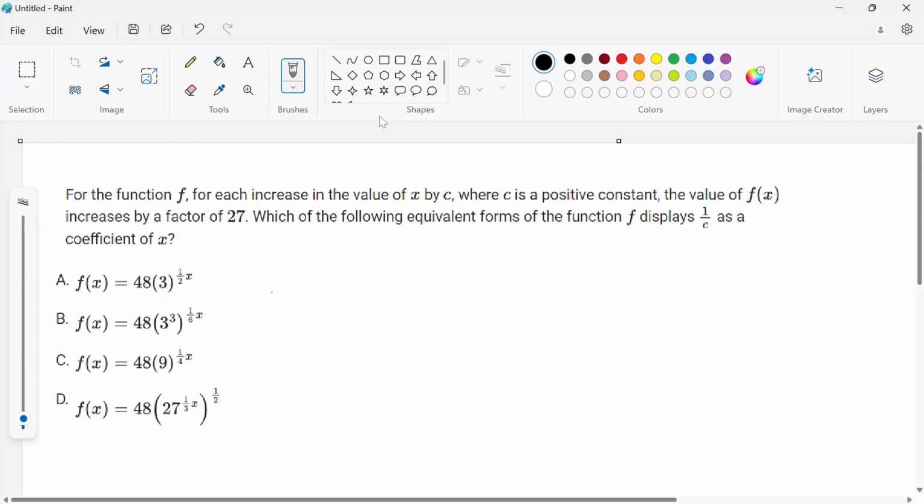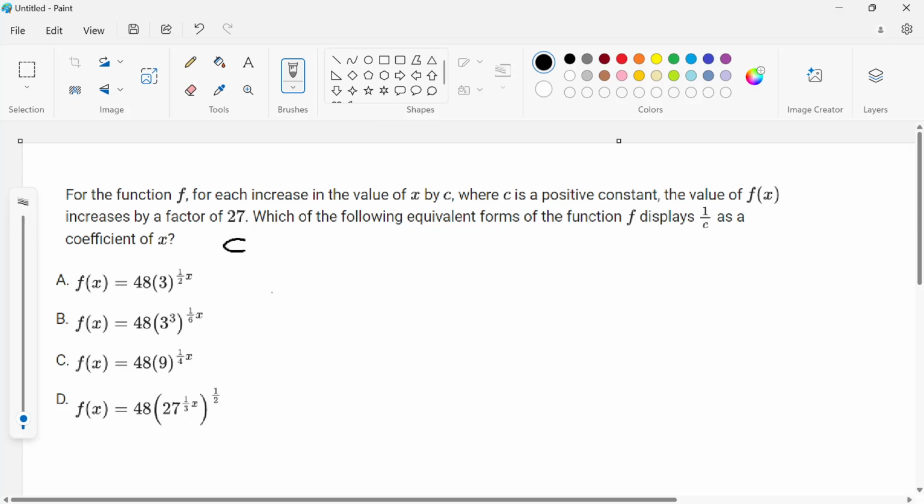It says, for the function f, for each increase in the value of x by c, where c is a positive constant, the value of f of x increases by a factor of 27. Which of the following equivalent forms of the function f displays 1 over c as a coefficient? Coefficient means the number in front of x. So it's got to be a number in front of x, and 1 over c.